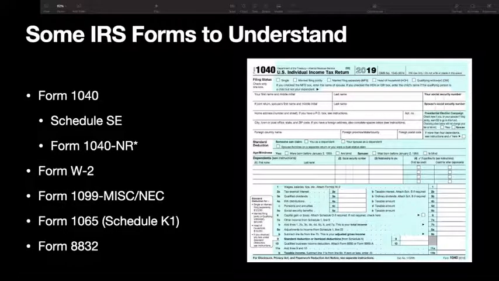The next form is Form 1065, which is called the Schedule K-1. That is an important form for the partnership. I'm going to discuss it later. And Form 8832 is the declaration of business. This defines what kind of business you have, and you let the IRS know which business entity you will have.